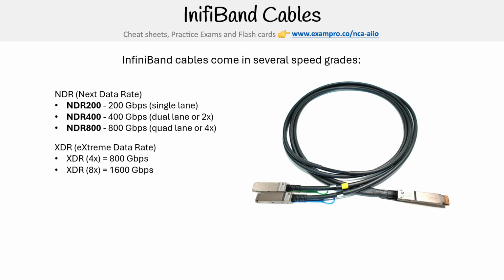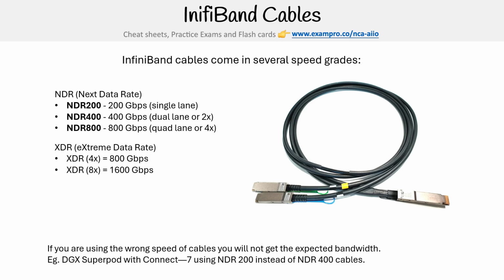So even if you think you know NDR, you also have to think, is it NDR 200? Right? If you are using the wrong speed of cables, you'll not get the expected bandwidth. I think I had a question about this where everything looked fine, everything was set up, we're using InfiniBand, and we're getting half our performance. And it turns out the answer was that instead of using NDR 400, they're using NDR 200. And so it wasn't that the hardware and the mesh couldn't handle a faster speed. If you have the wrong cables, it's not going to help you.